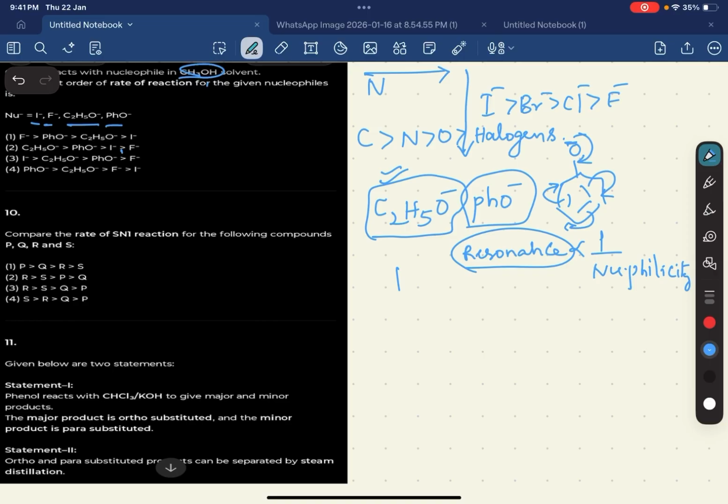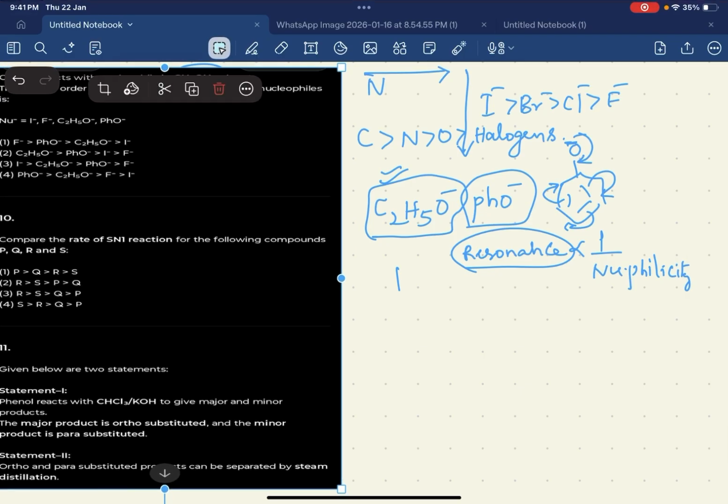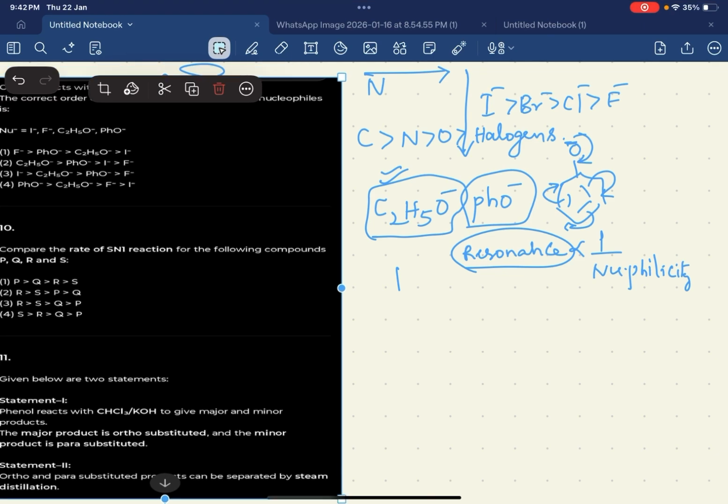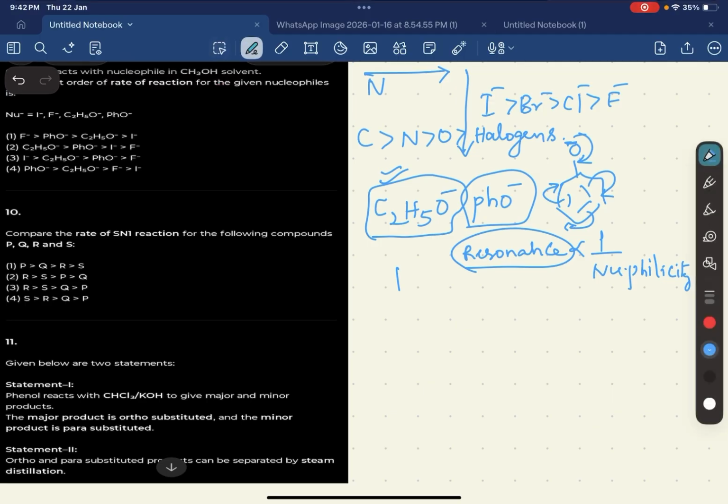So accordingly, what we can conclude is, so what we can answer is, PhO minus, I minus, right? First I minus greater than C2H5O minus and PhO minus and F minus. So accordingly, we can find the option is 3.